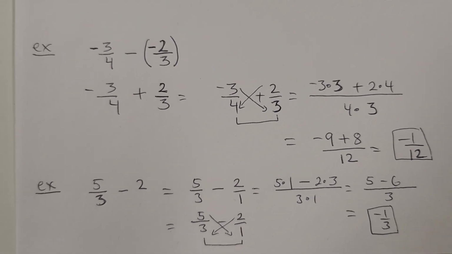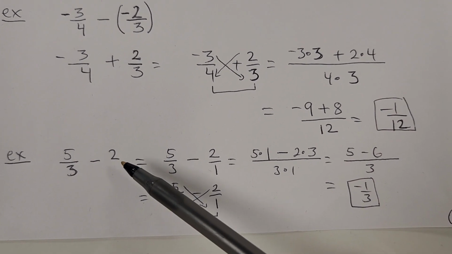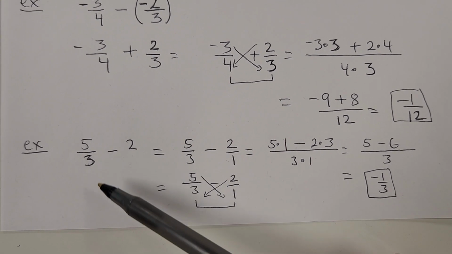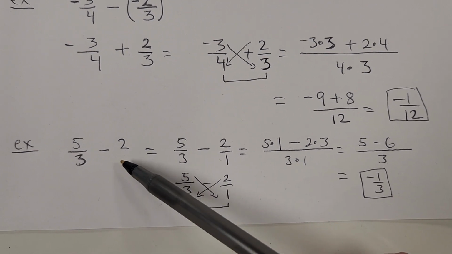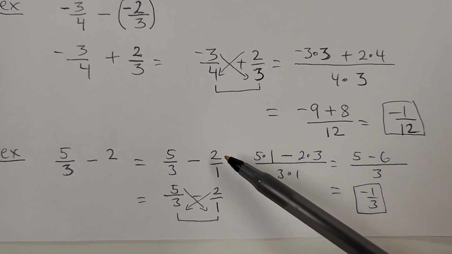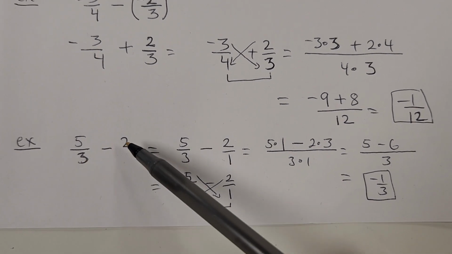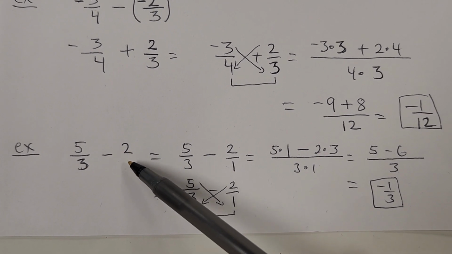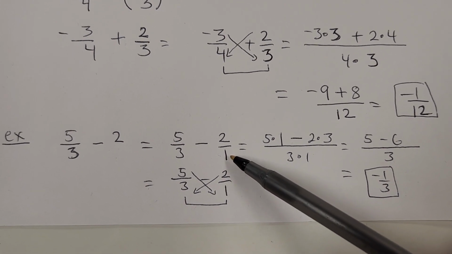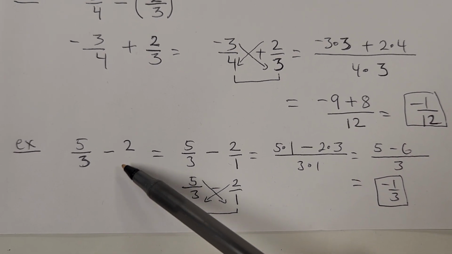Okay, and here is another example. What happens when I have a fraction and the other number is not a fraction, it's just a whole number? Okay, so all you have to do is write this as 2 over 1. If I have a number that doesn't have a denominator, you can rewrite it as 2 over 1. Always put 1 underneath if there is no number in the bottom.